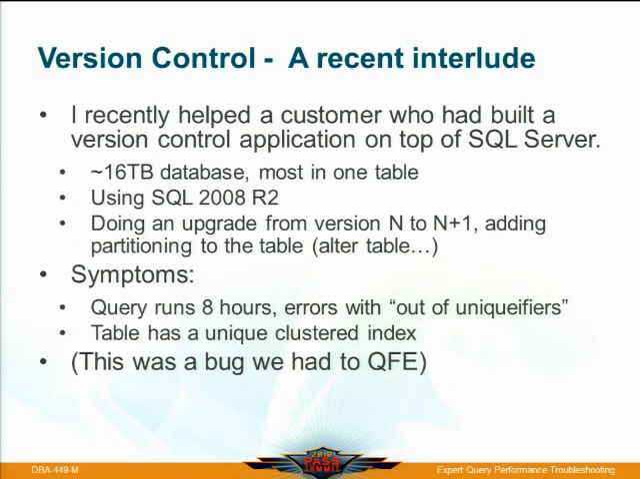But overall, there was a problem that they sent me after we got things working again that was really quite odd. They were doing an upgrade from one version of their software to the next, and they were adding partitioning. How many people have tried to do this? You have a really big table and you want to add partitioning to it. All right, so this is a common case. It's not just related to version control. Now, in their particular case, they have a 16 terabyte database, which is larger than the average database.